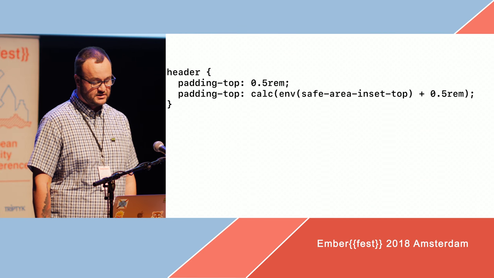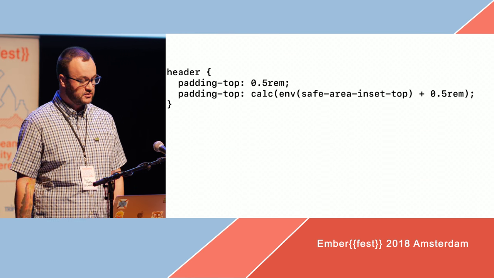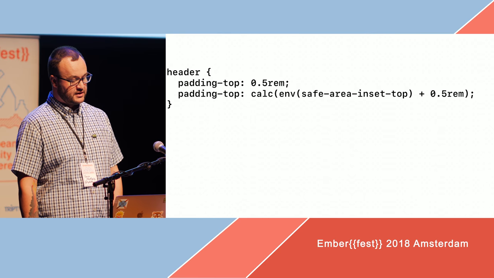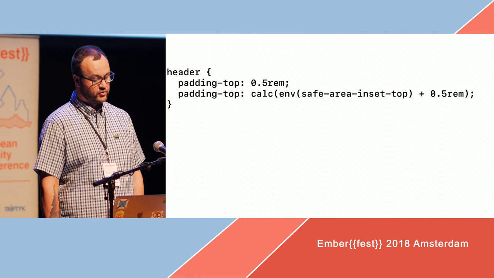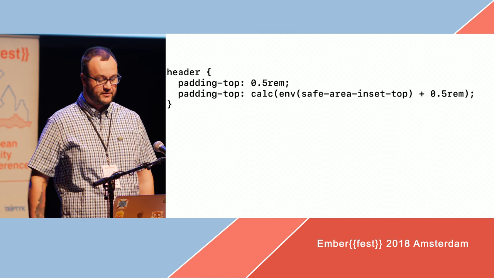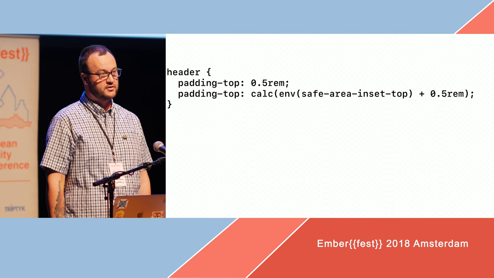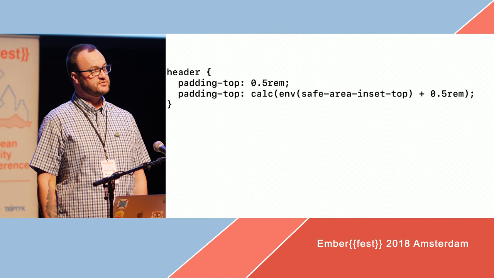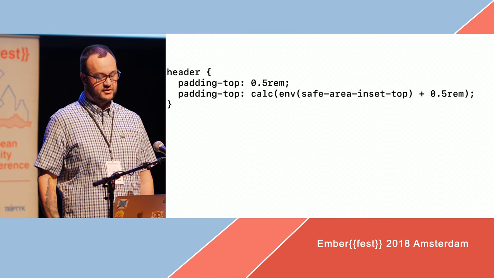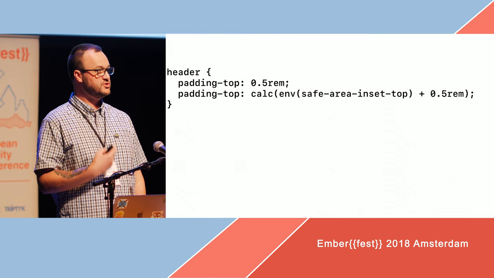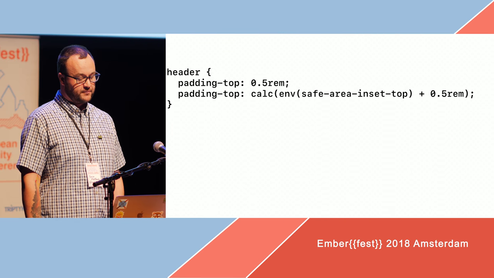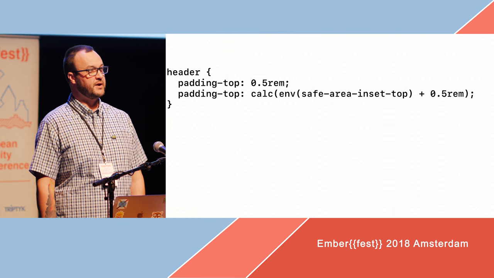The way that we use these is in your CSS, you can set a padding. So here for the header, for example, I have a half of a rem padding on the top. And then right afterwards, I can override it using CSS calc here. I'm grabbing the env variable of the safe area inset top and then adding that to the half of a rem. And for browsers that don't support the environment variable or calc, they'll just ignore that. And really, the only browser that will even pay attention to the second line of this is mobile Safari. So all of the other browsers will still behave as we'd expect. But for mobile Safari, this gives us that extra padding to dodge the notch.